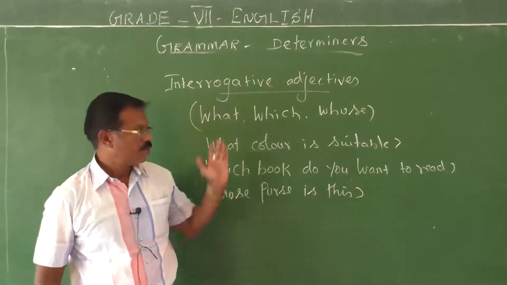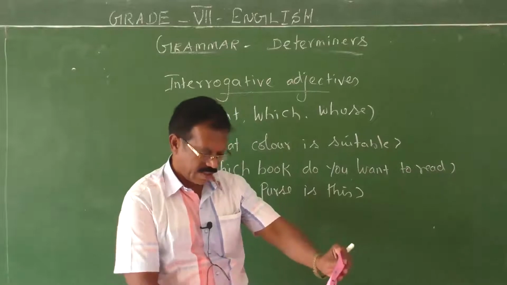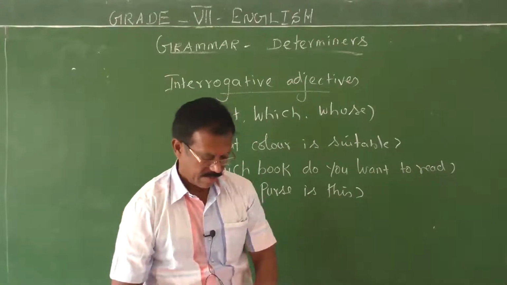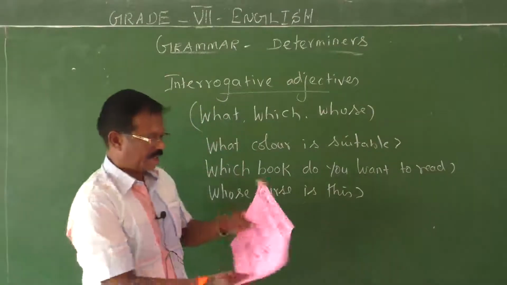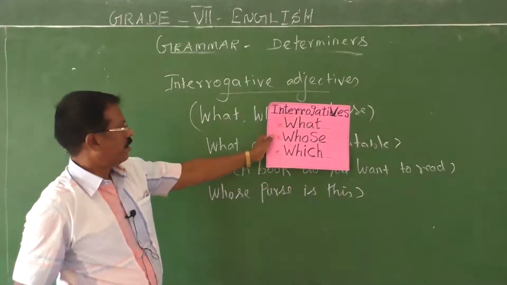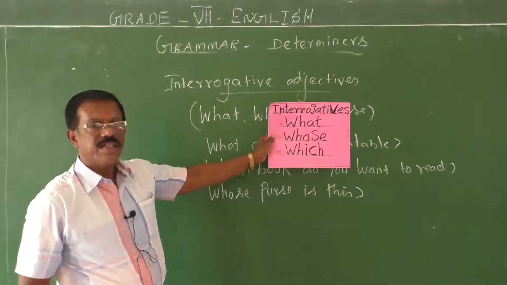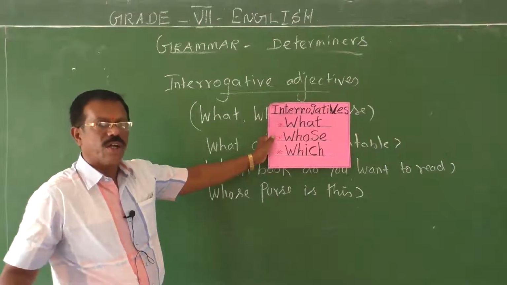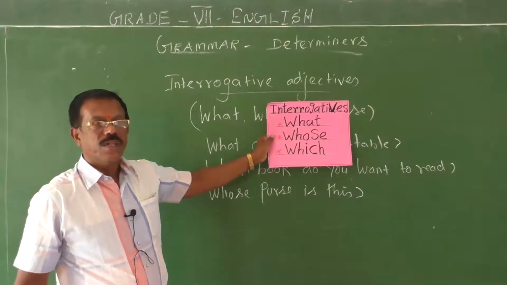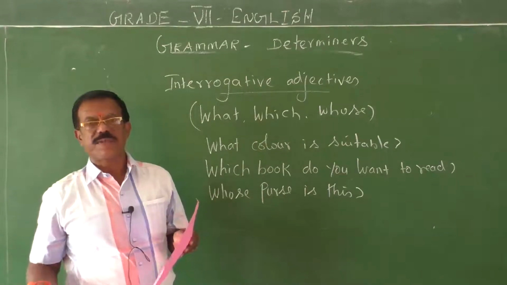Okay, fine. Now let me give you the chart where you can find these interrogatives: what, whose, and which. What color do you like? Whose pen is this? Which book do you want to read? You can give a lot of examples for these interrogatives. Try to frame your own interrogative sentences based on the examples given here or discussed in the class.